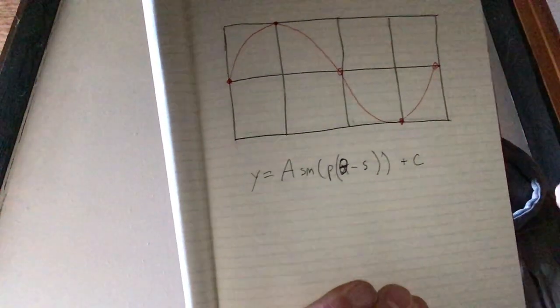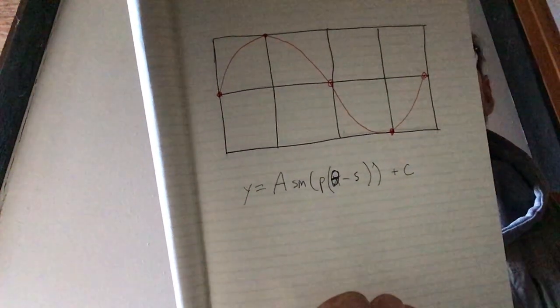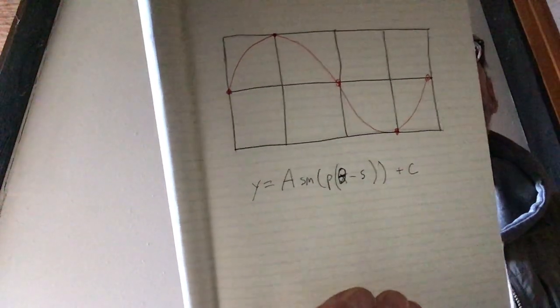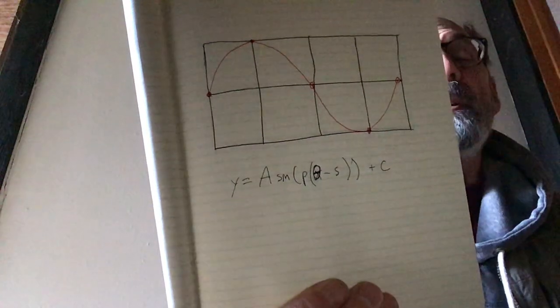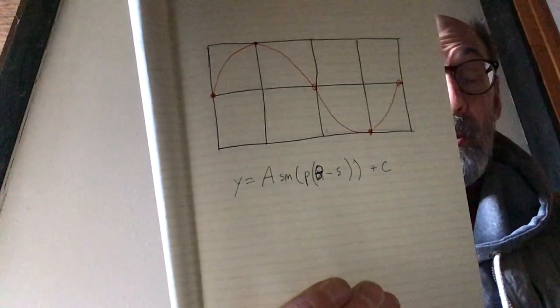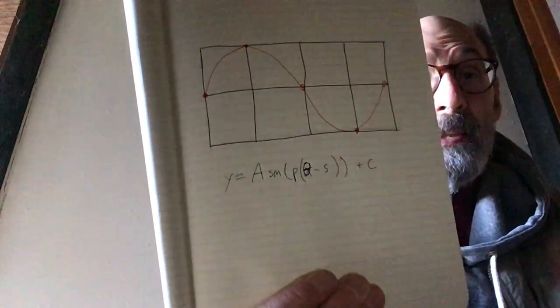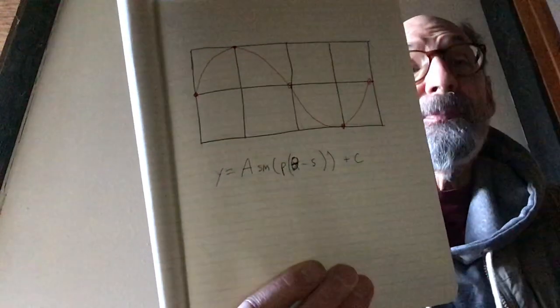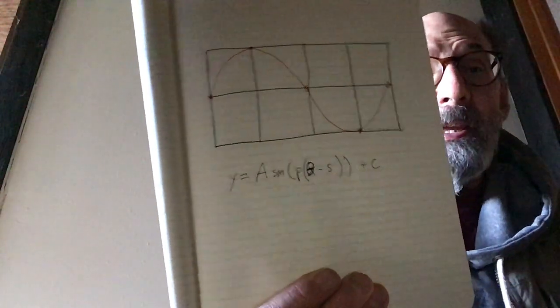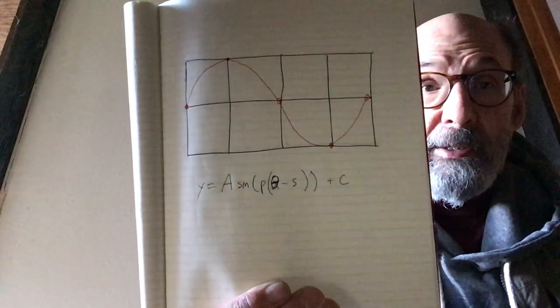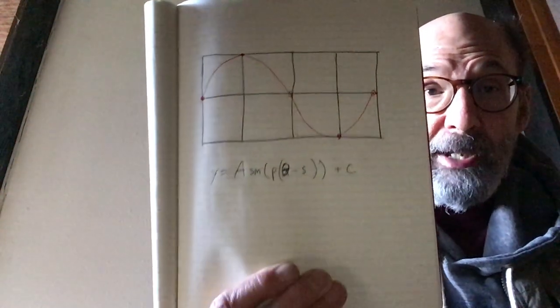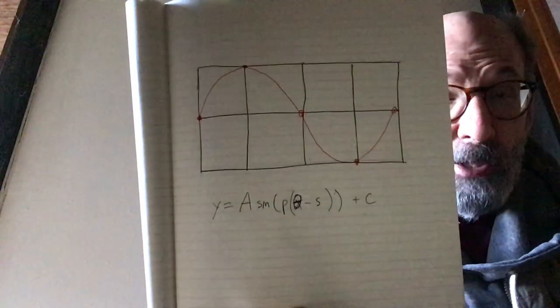We've taken theta, the angle, we've phase shifted it by s. We've multiplied that by p. That means we're going through p times as fast. We multiplied that whole thing after taking the sine by a. That's a stretch, and then we add c. And a good mathematician does the graph first and then the axes. So now we're going to put in the axes.